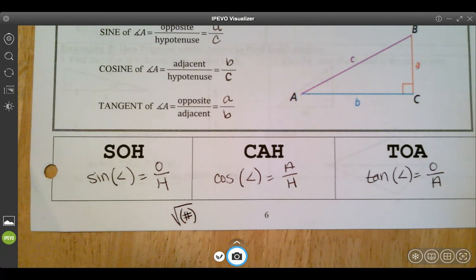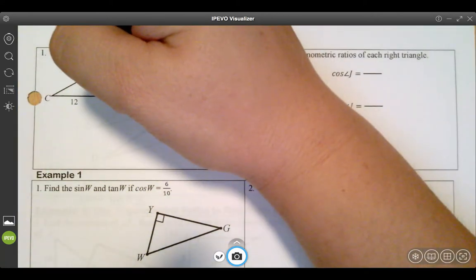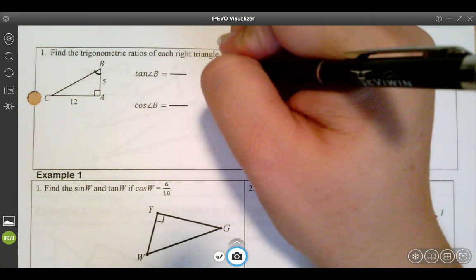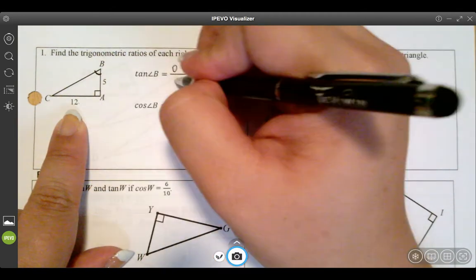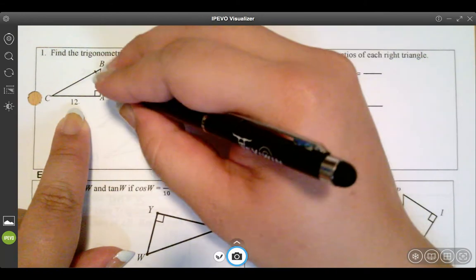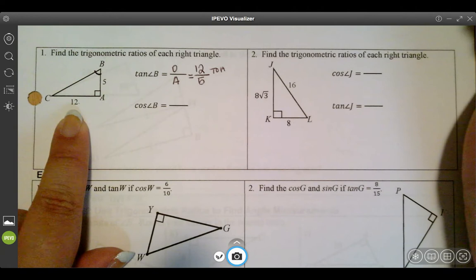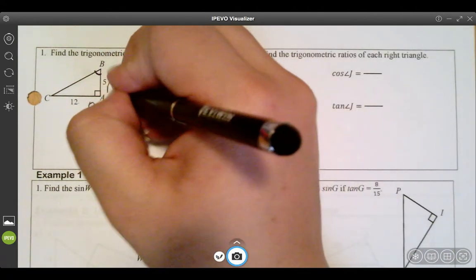Let's look at some examples. For our first example, we want to find just the trigonometric ratios here. Now, both of these are angle B, so I'm going to mark angle B here as my reference angle. Tangent, TOA, is opposite over adjacent. Opposite is 12, adjacent is 5. So 12 over 5. And maybe it helps to mark on the diagram, this is opposite and this is adjacent.